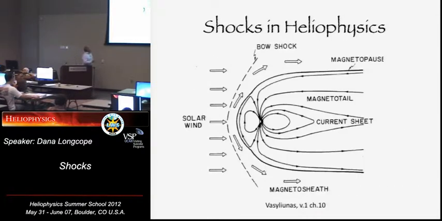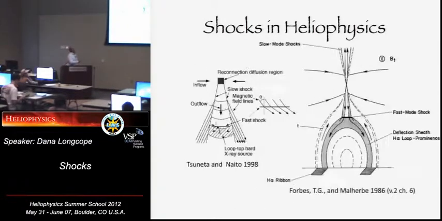In fact, the first instance of a shock in heliophysics was the bow shock around the magnetosphere. We heard reference to that in Dr. Dorelli's talk. This is from the textbook. I think most of these come from the textbook. So this is where the solar wind hits the magnetosphere.